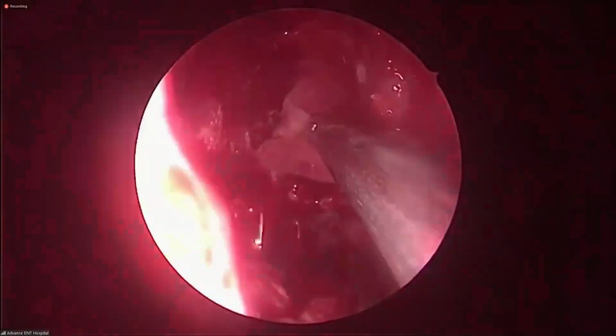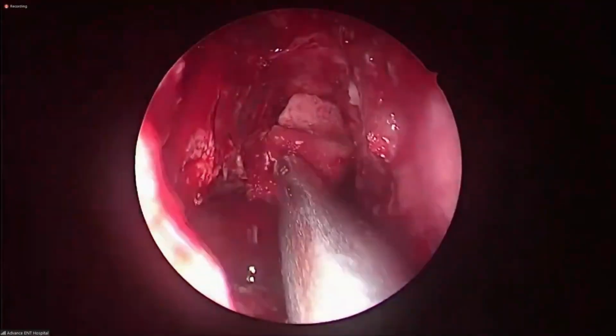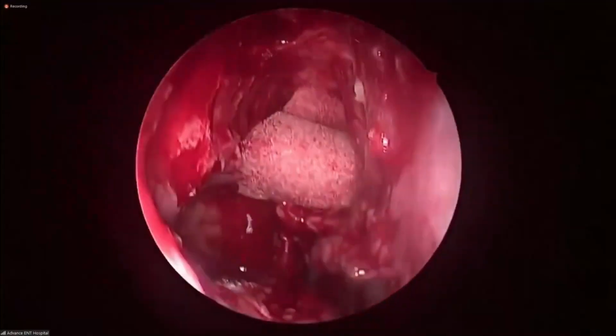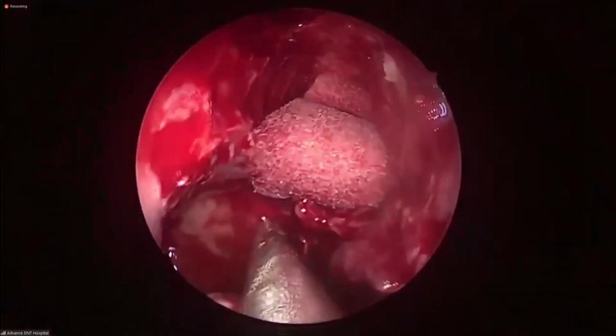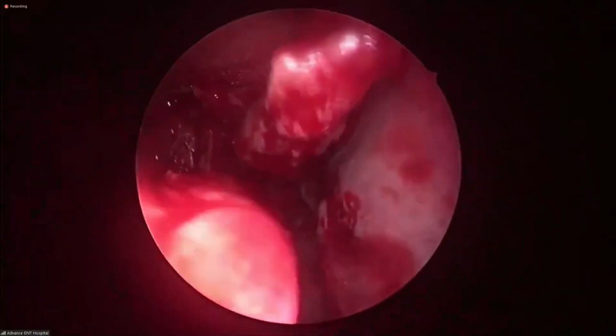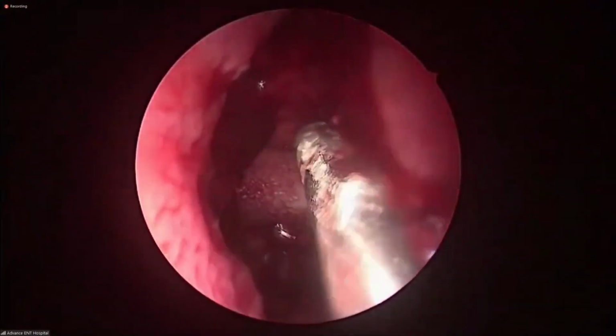Just let it be for a minute and see the skull base. Almost flush, sir. That is a complete full house phase, sir.